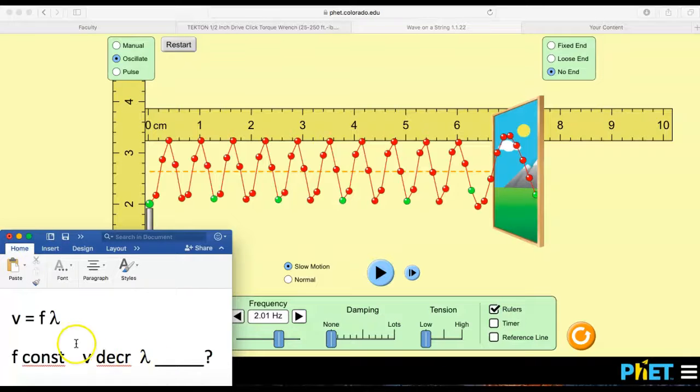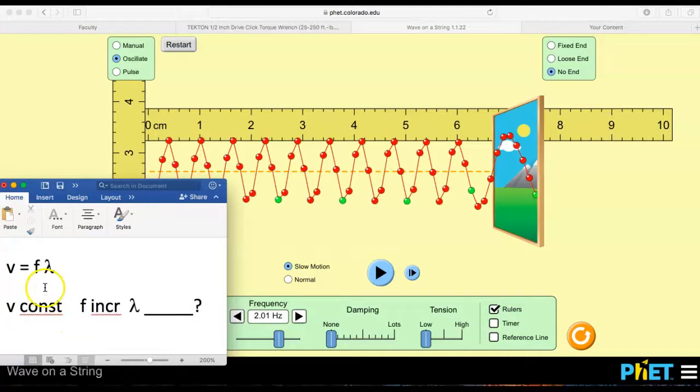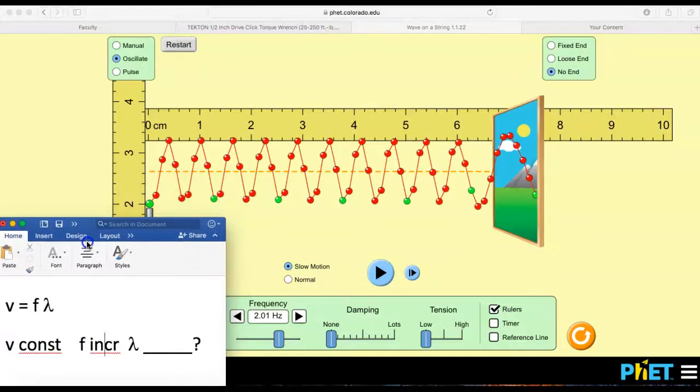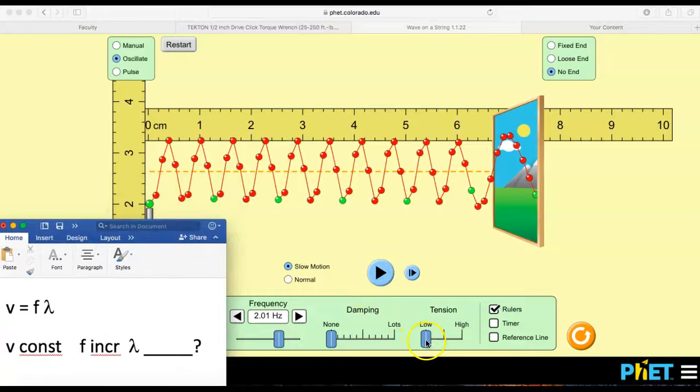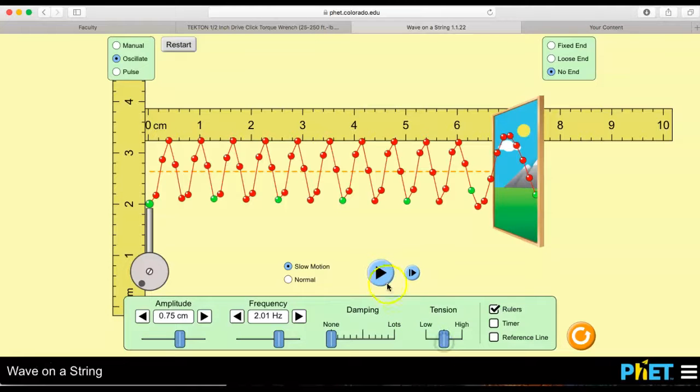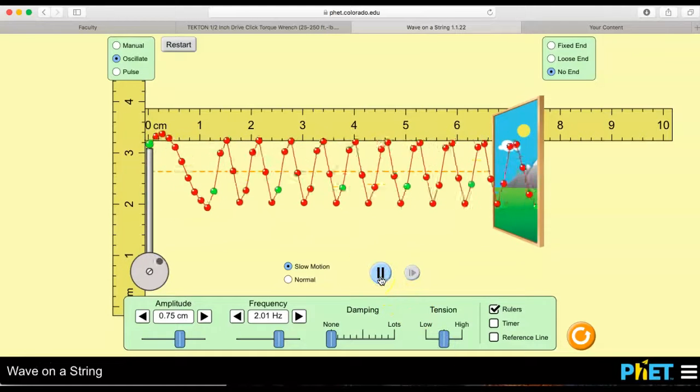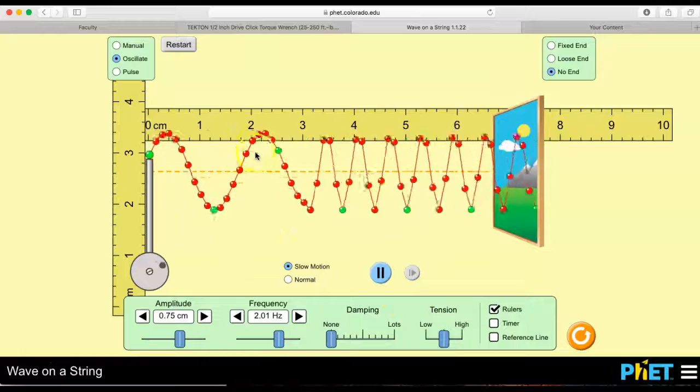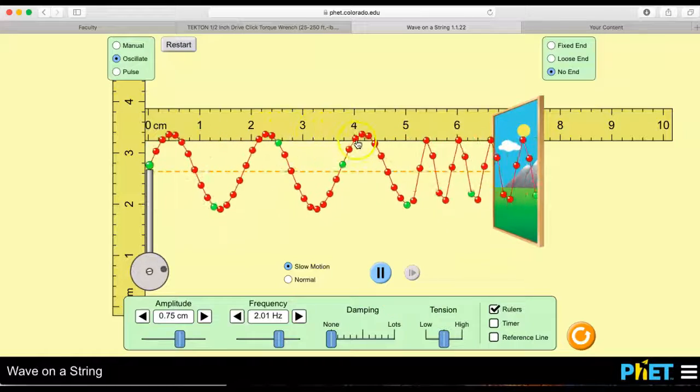All right, now we're going to look at the case where we hold the speed constant. And these two can change: frequency and wavelength can change. And we'll look at the first case where we hold the speed constant and we increase the frequency. All right, so let's get things back to normal here. And let this propagate through, get a feel for that speed.